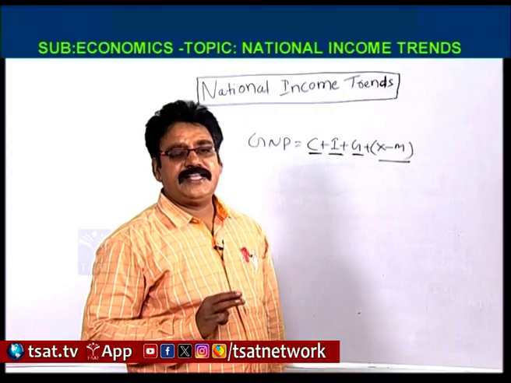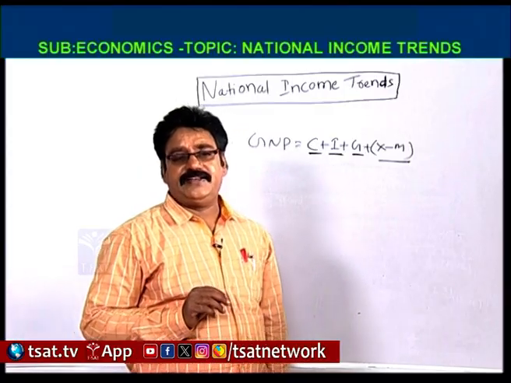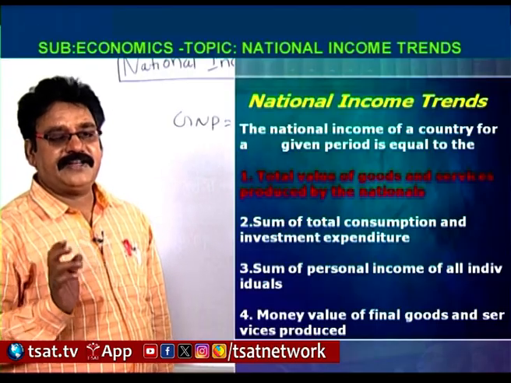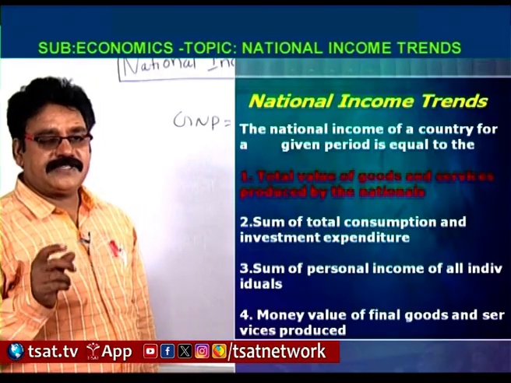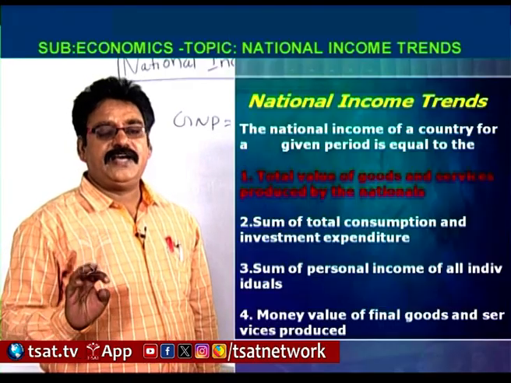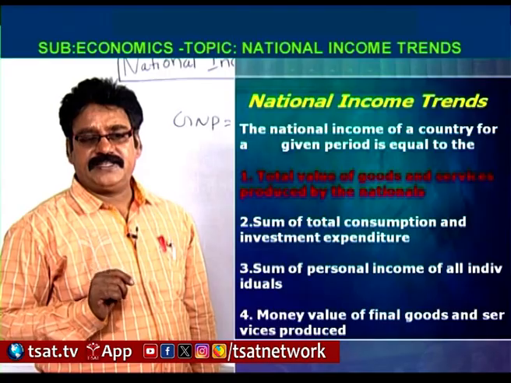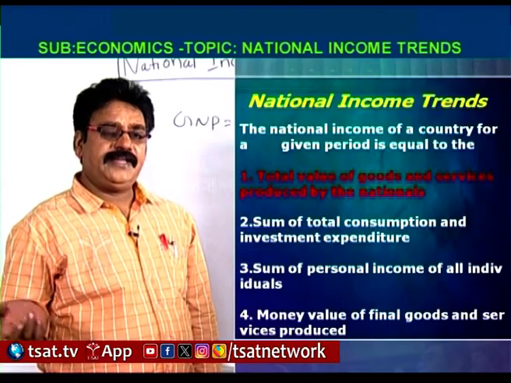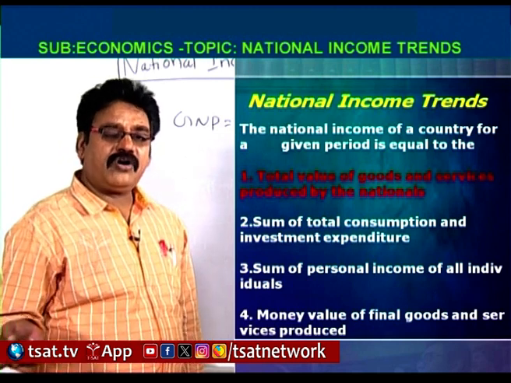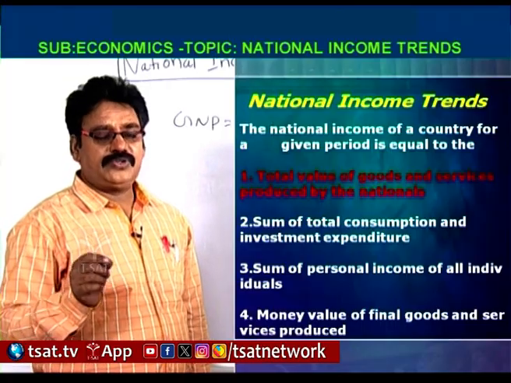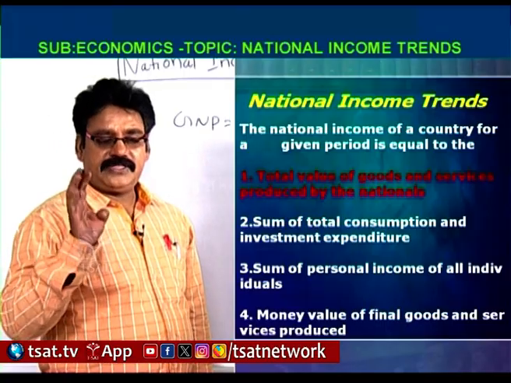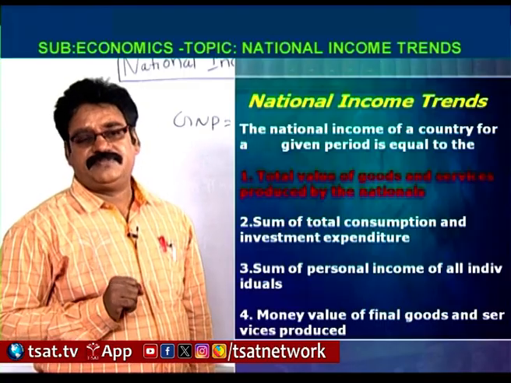Next: the national income of a country for a given period is equal to what? Read the options carefully first. Total value of goods and services produced by the nationals. Second option, sum of the total consumption and investment expenditure. Third, sum of the personal income of all individuals. Fourth, money value of final goods and services produced.